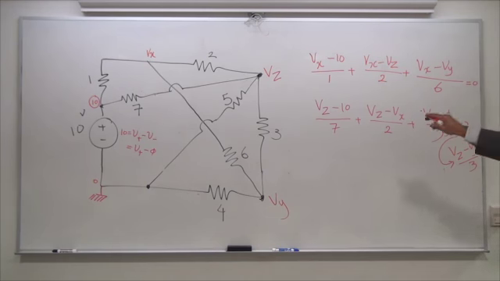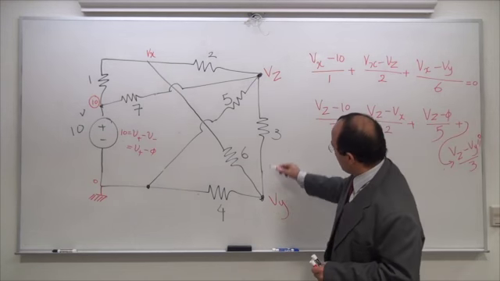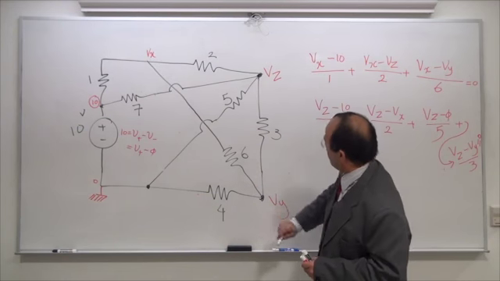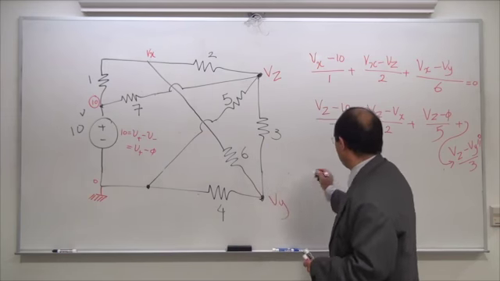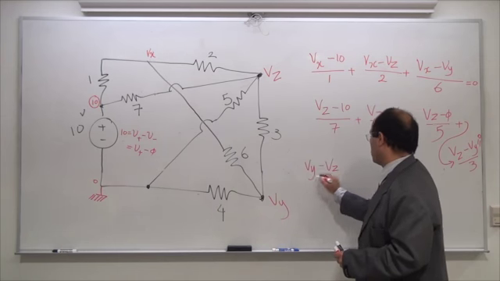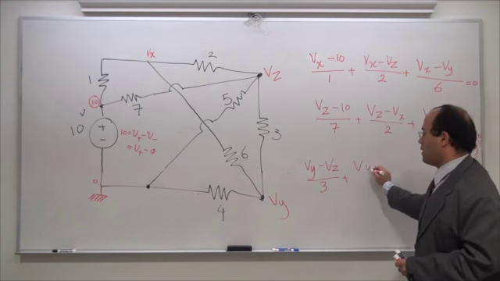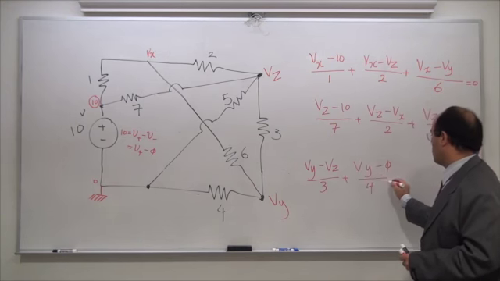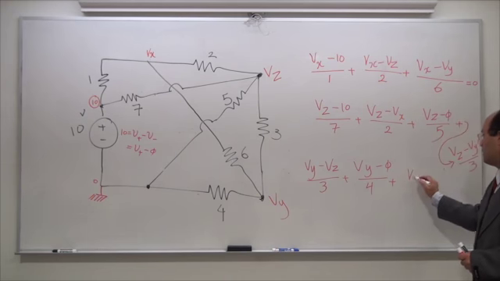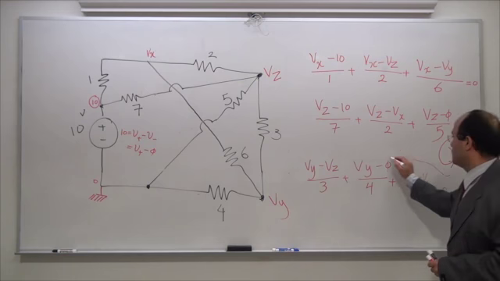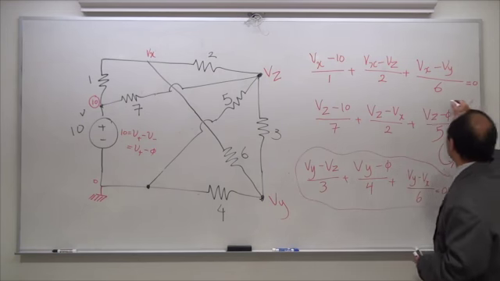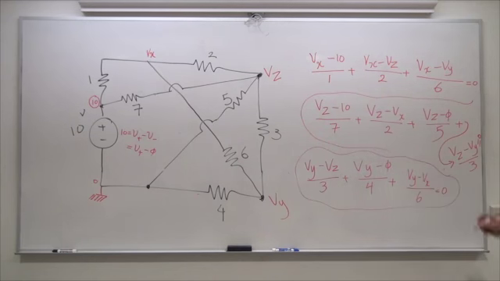I wrote Vx, I wrote Vz, I need to write Vy. Vy, 3 ohm, 6 ohm, 4 ohm. Vy minus Vz over 3, plus Vy minus 0 over 4, and Vy minus Vx over 6 equal to 0. That's one equation, that's another equation, and that's the next one. 3 equations, 3 unknowns. Solvable.